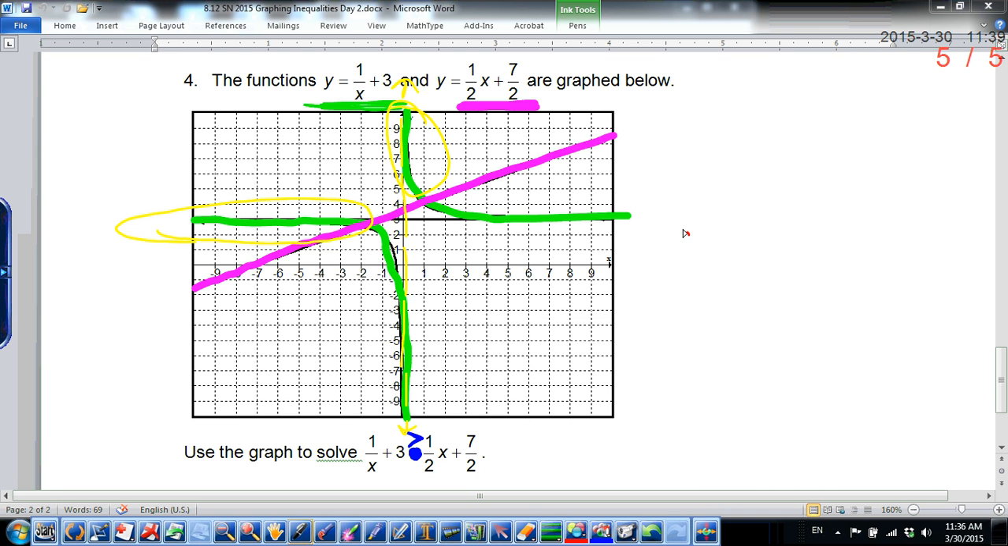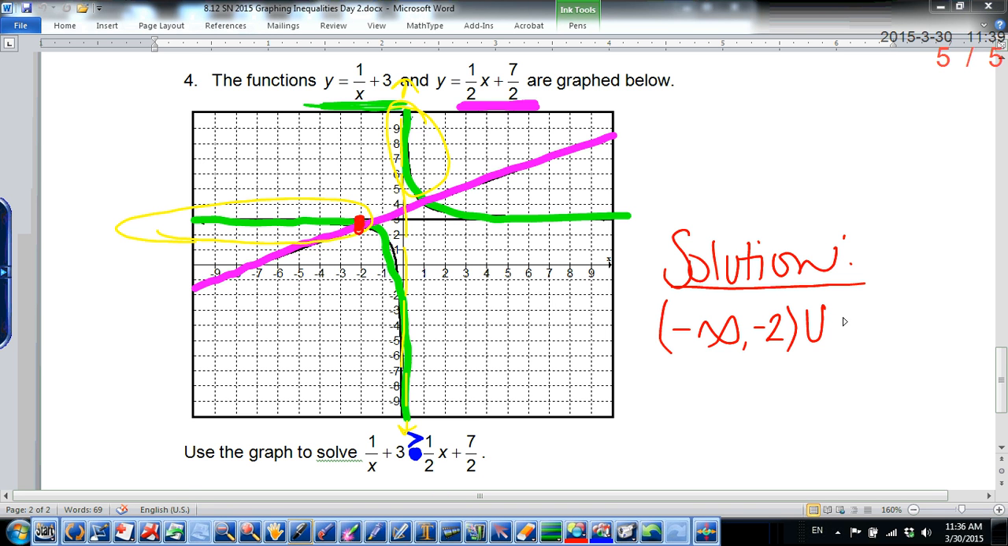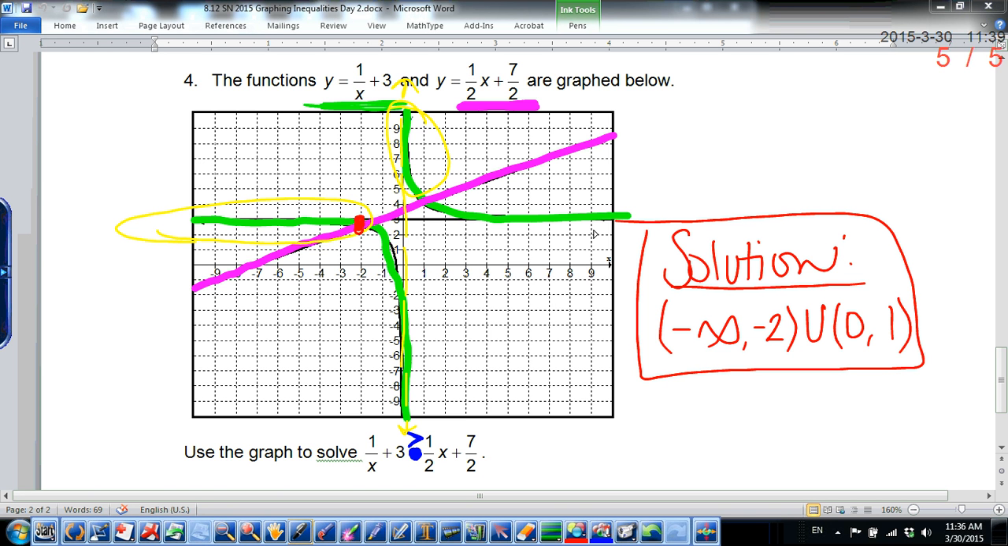All right, so our solution is going to start where? Negative infinity. And go up to what x value? Negative 2. Parentheses or bracket. Parentheses, because it's not equal to. And then union, where are we going to start again? At 0 at our vertical asymptote. And then up to 1 with a parentheses again. Questions? Cool.